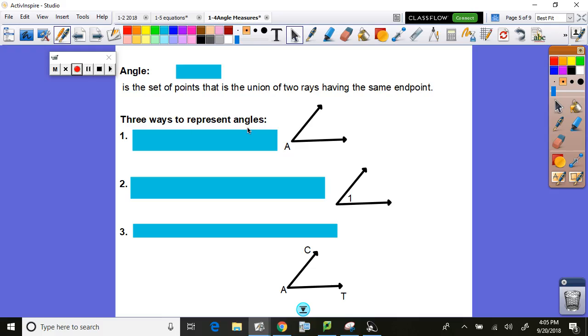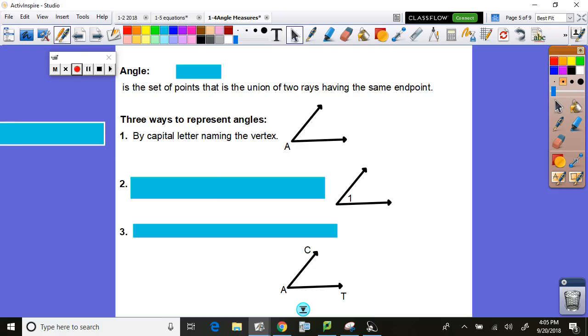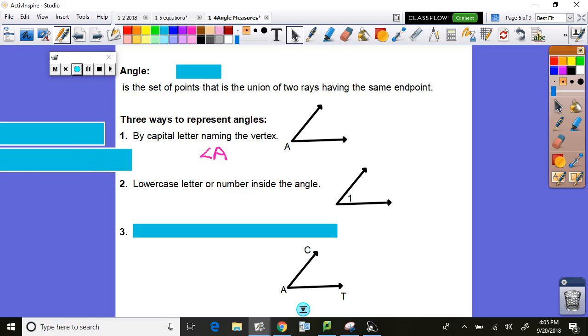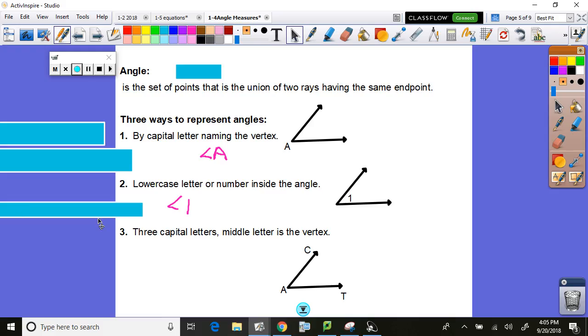Three ways to represent angles. Name an angle using a capital letter. So this one is angle A. I can represent it using a single lowercase letter or number inside. So this is angle 1. Or the best way when there's multiple angles at the same vertex is through capital letters. The important thing is that our vertex is the middle letter. So this is angle CAT or angle TAC.